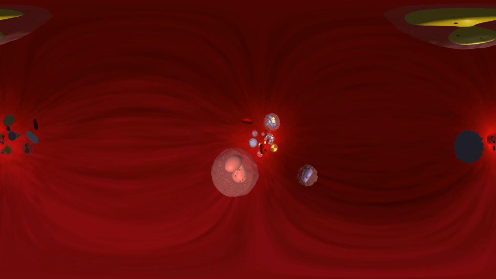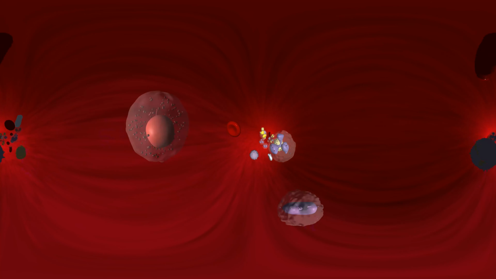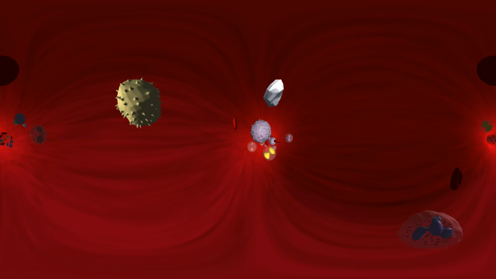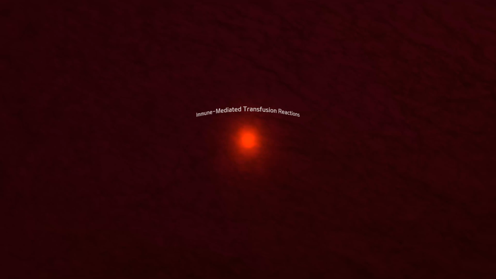Many of the adverse effects of blood transfusions are mediated by the recipient's immune system. It occurs when incompatible blood products are transfused into a recipient's circulation, triggering a response from the recipient's immune system. Immune-mediated transfusion reactions include febrile non-hemolytic transfusion reaction, mild allergic reactions, anaphylaxis, and acute hemolytic reactions. We shall discuss them one by one.